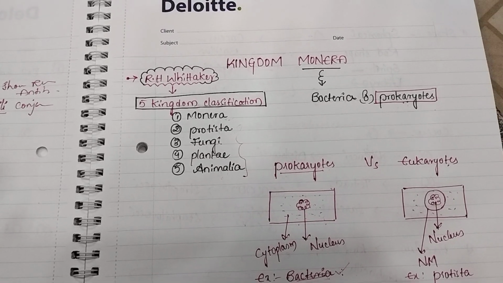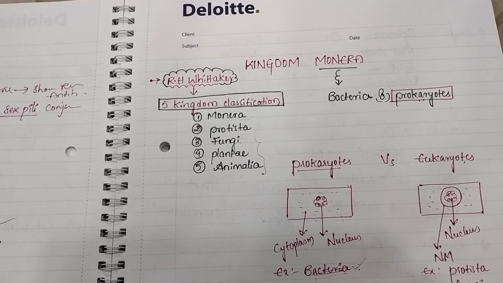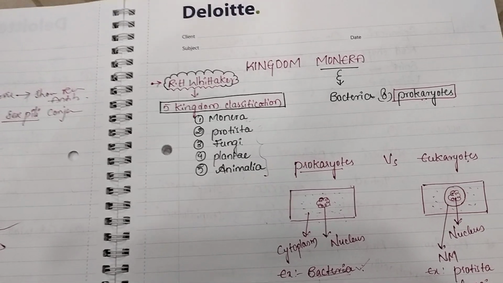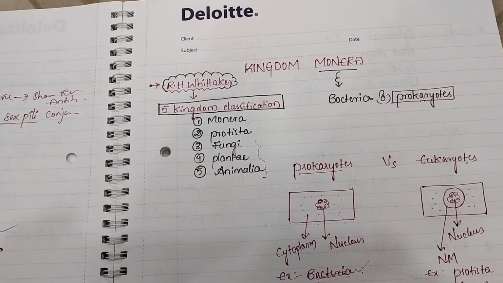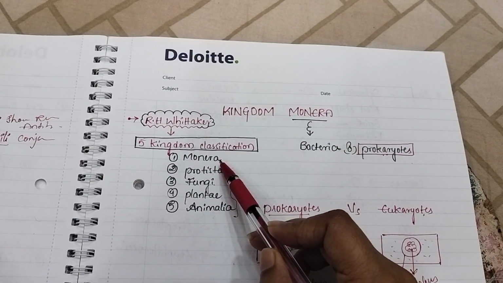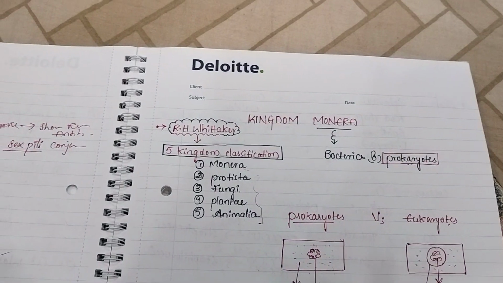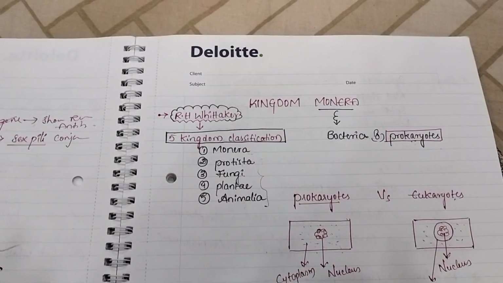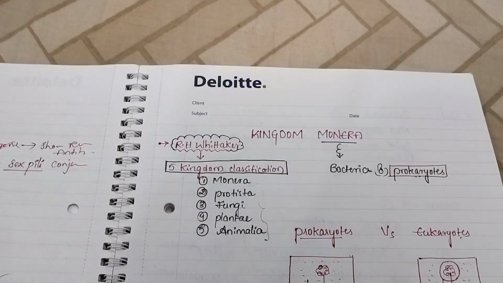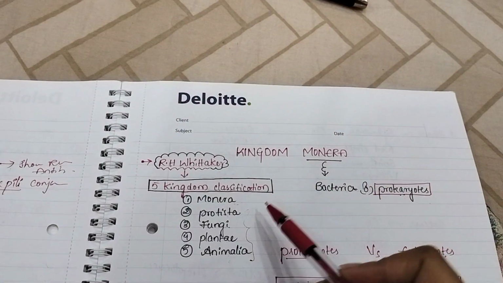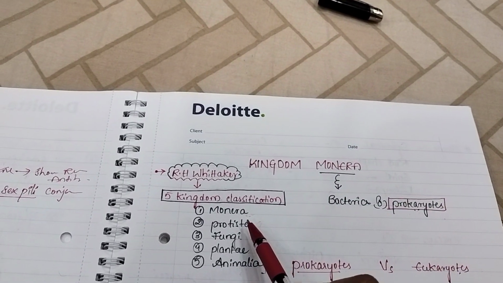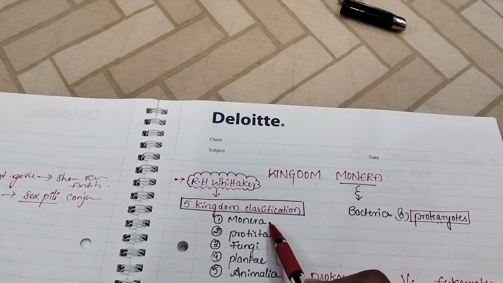Whitaker classified all the organisms and placed similar types of organisms in one group and another set of similar organisms in another group. For example, Monera is a kingdom in which all organisms have a similar type of organization, like similar characters. For example, Monera has only bacteria. Only the bacteria are present under the kingdom Monera.